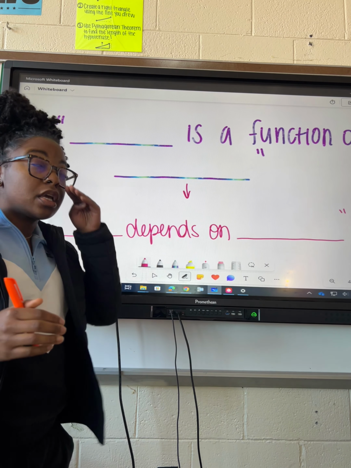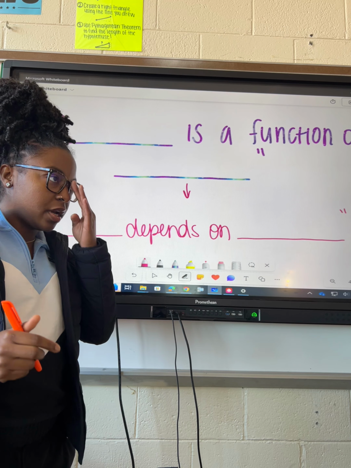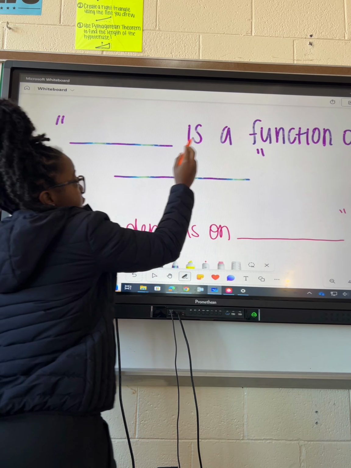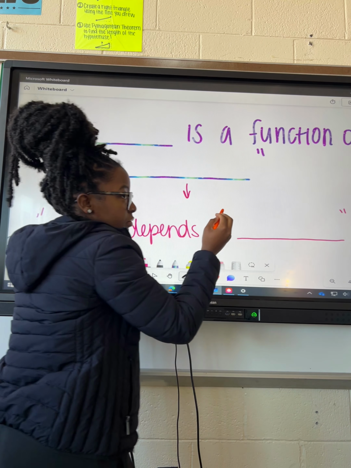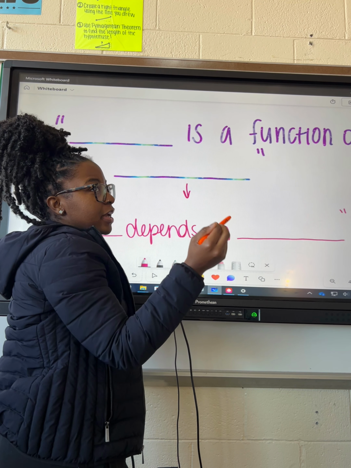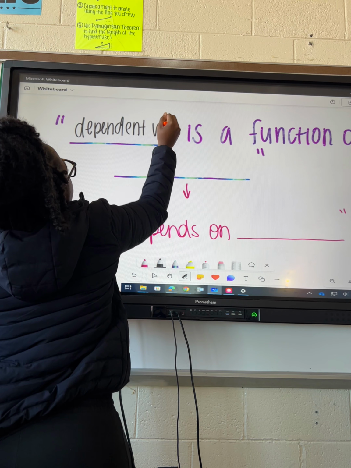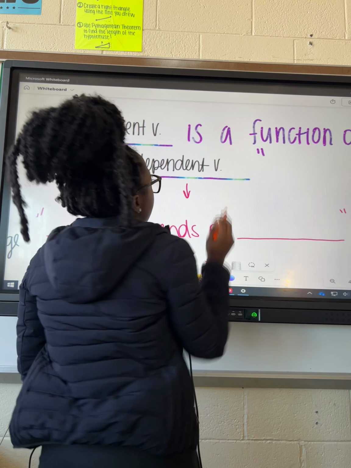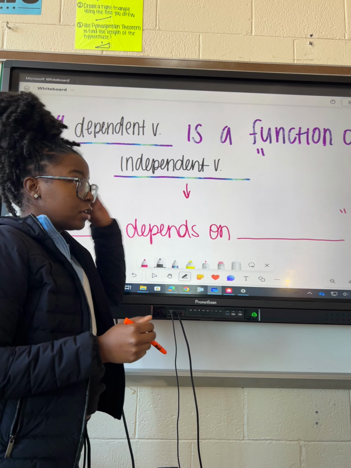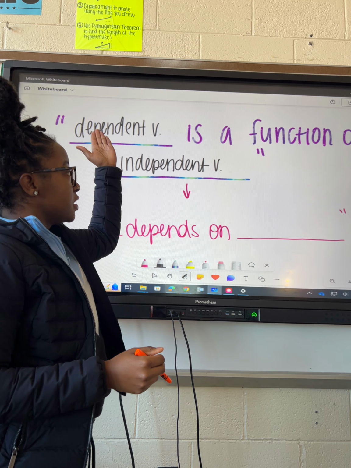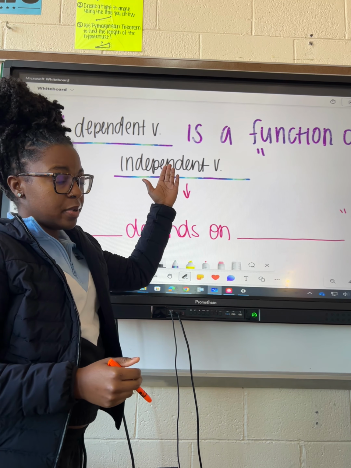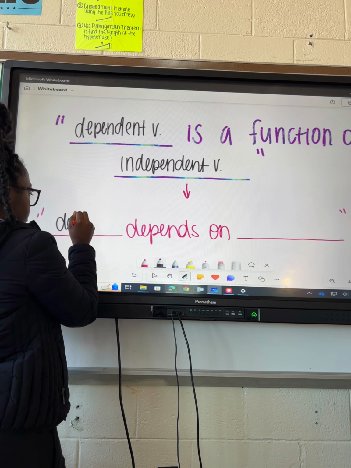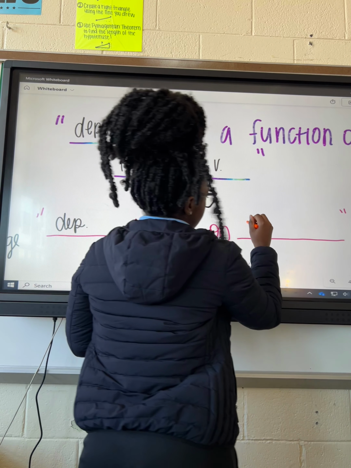So when we're talking about functions, which is what we're learning in this unit, this is how you speak of it. Blank is a function of blank. The first blank is your dependent variable, and the other one is your independent variable. I like to teach y'all that whenever you're learning this, the dependent variable is a function of the independent variable. Think of it as this: the dependent depends on the independent.